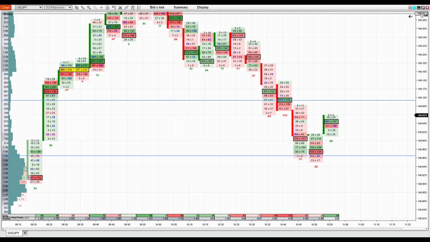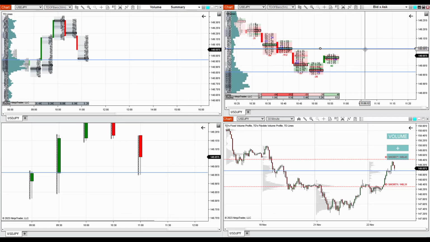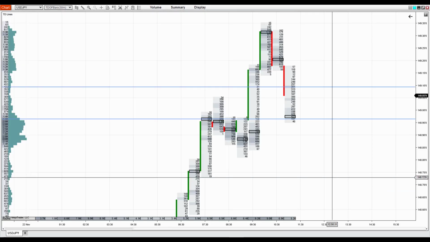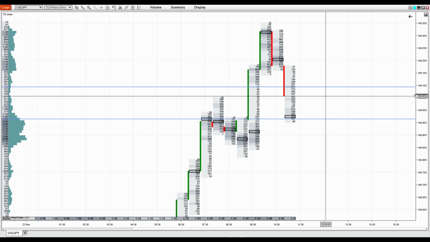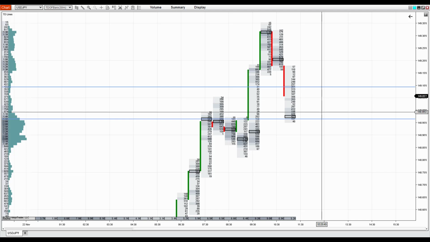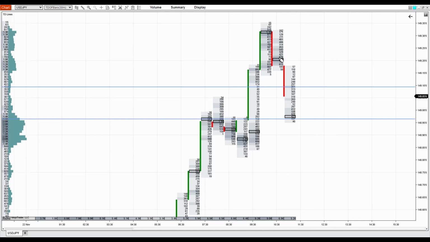Let's have a look how this looks on the 30-minute footprint. This is the 30-minute footprint. Let me print the take profit on all the charts. So this is the take profit. This is what the price is. So 4 more pips. Another take profit could be before the price reaches this heavy volume zone.